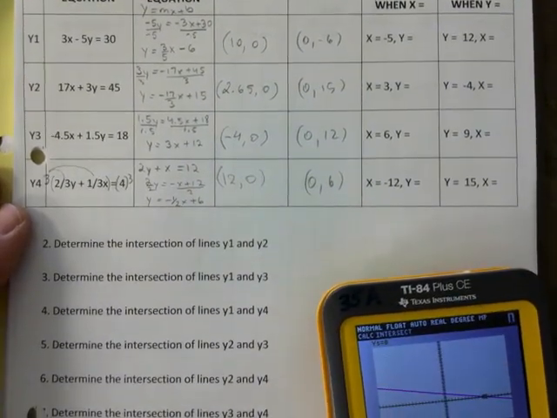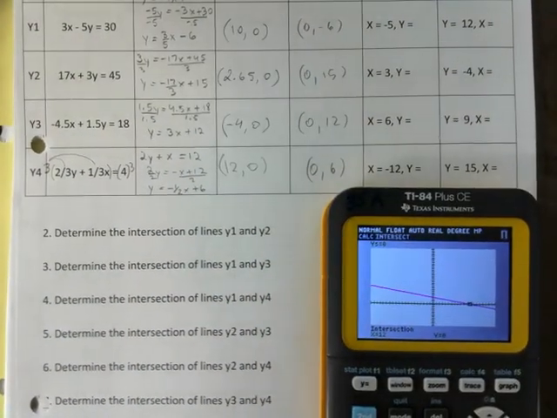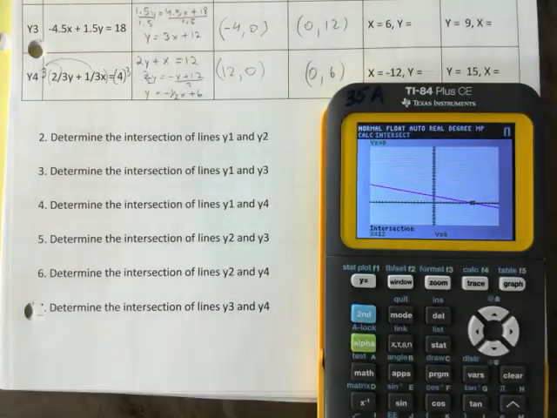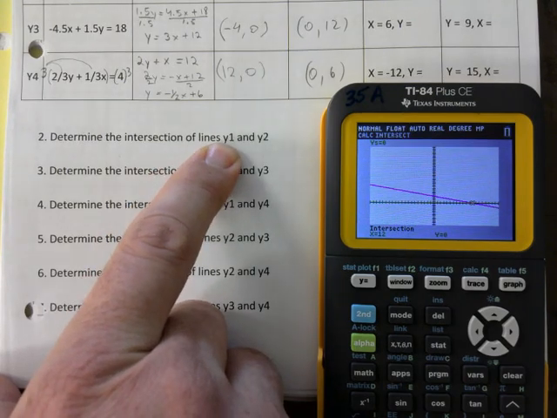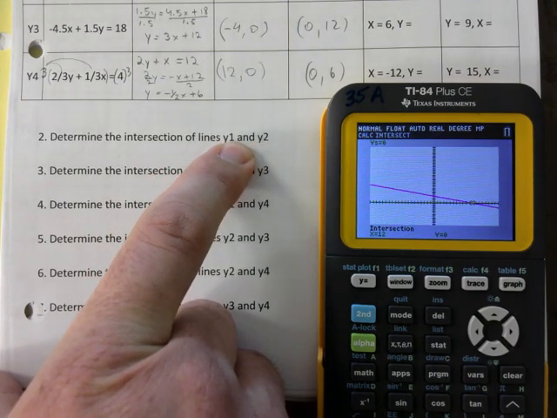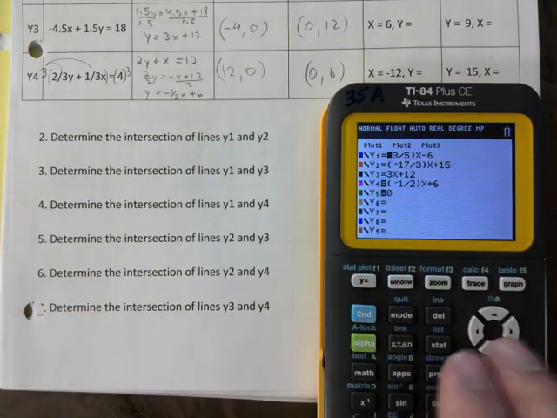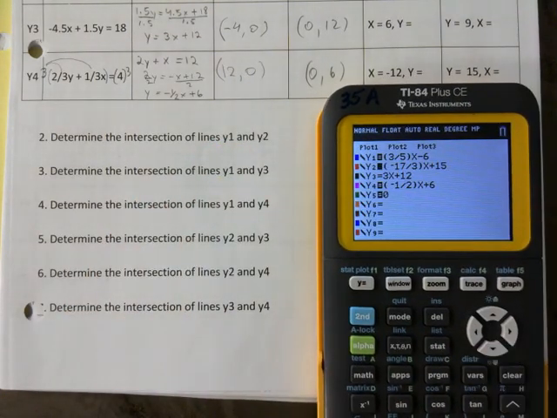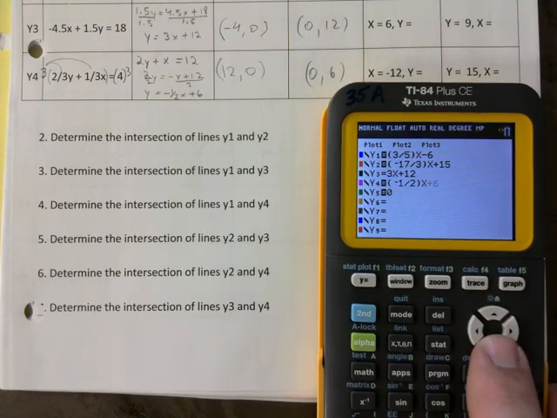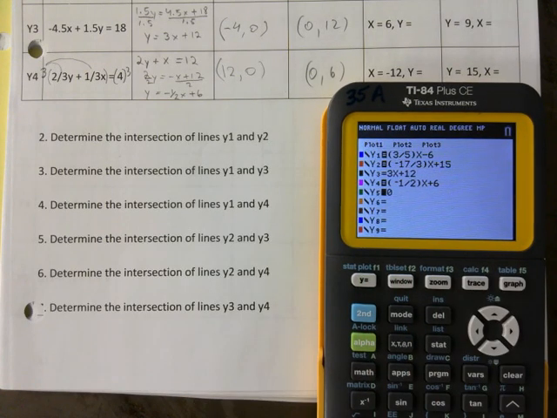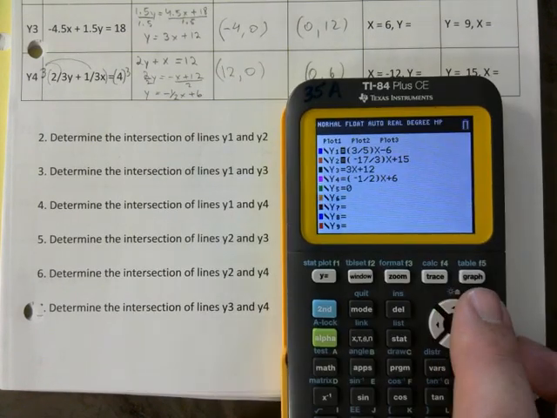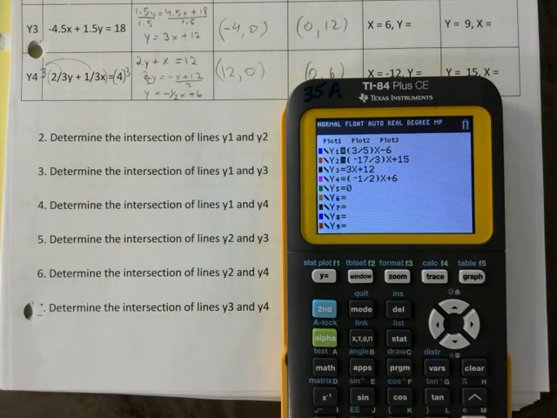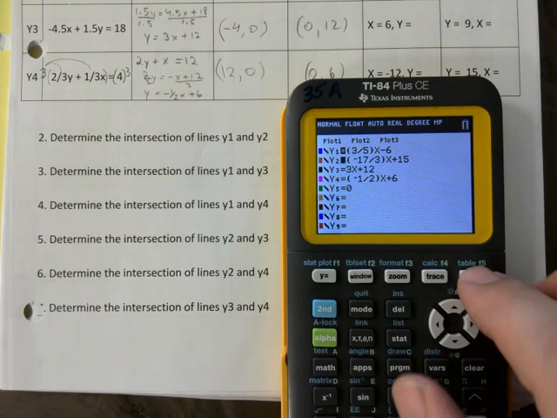So now we're going to play this game here. Watch this. Question 2, 3, 4. I want you to determine the intersection of lines y1 and y2. So which two lines are you going to have on? You guessed it, y1 and y2. I'm going to turn off y5, and y4 as well. Just the first two. I could do all of them at the same time, and I'll show you how to do that. But for now, we're just going to keep it like this. Graph.